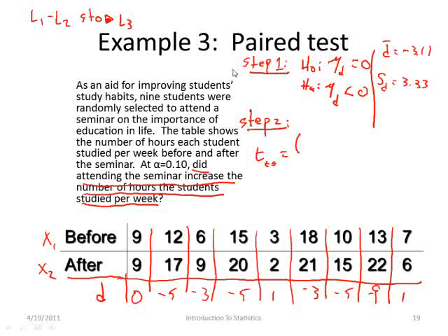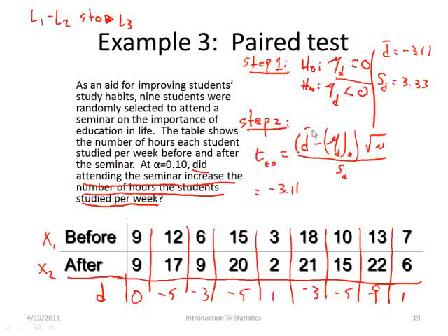Right. Step number 2 is to compute the t-test statistic. So remember, the t-test statistic is going to be d bar minus mu sub d under the null hypothesis times the square root of n divided by the standard deviation of the differences. So d bar is negative 3.11 minus, well, mu under the mean of the differences under the null hypothesis is going to be what? 0.